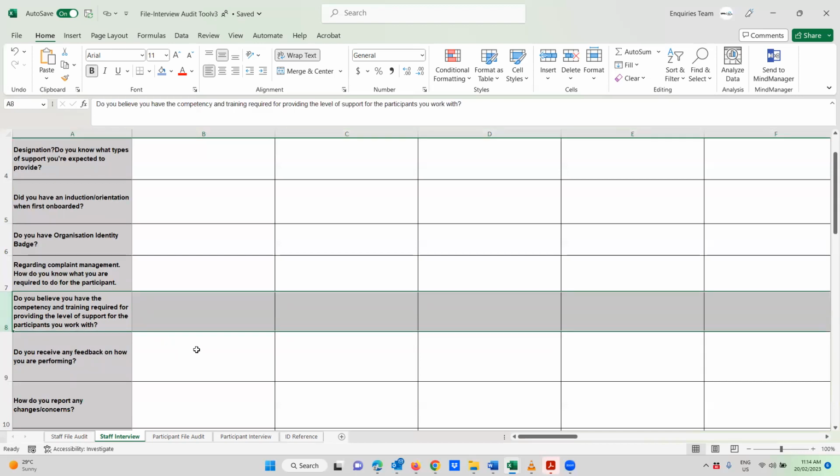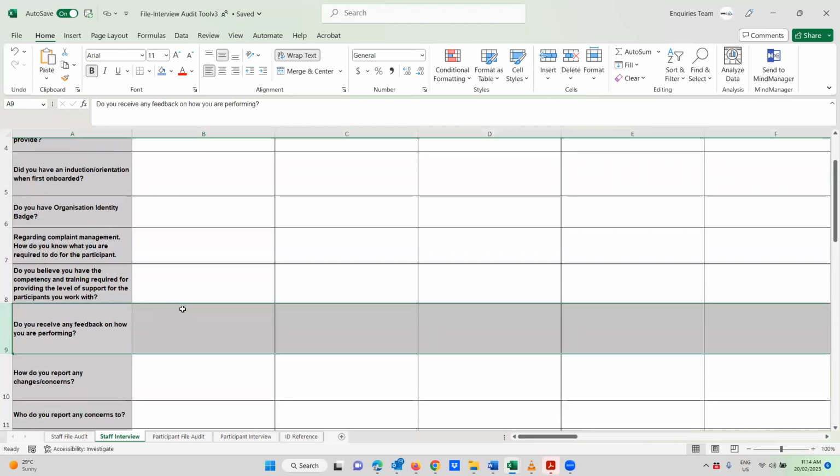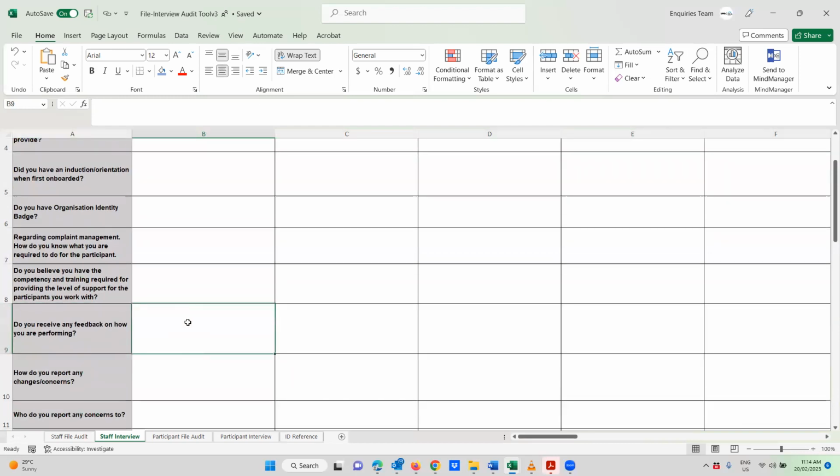Do you receive feedback on how you're performing? Really important. That's in the standards that staff will receive feedback, and we want to know that they feel they are receiving feedback, that they can tell us that they're having performance appraisals and supervision, not just that there's some notes in a file that say they do.